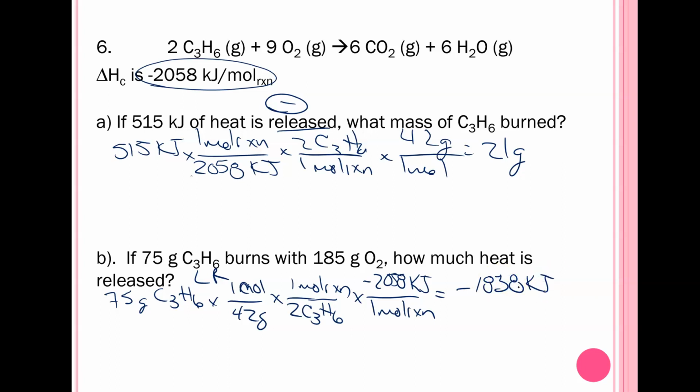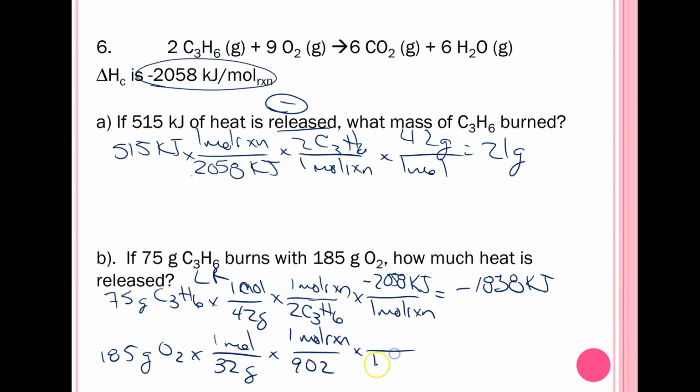Okay, I'm going to do the same thing with the oxygen. 185 grams of oxygen, 32. There are 9 oxygens in 1 mole of reaction. 1 mole of reaction, negative 2058 kilojoules. And I get negative 1321 kilojoules.